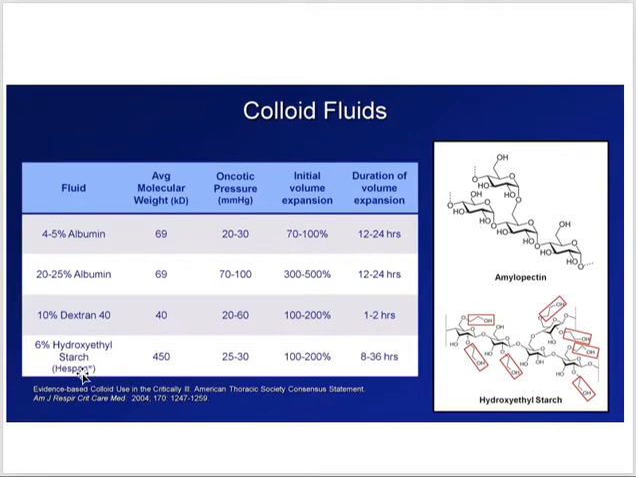This is the trade name, and you can see the average molecular weight, the oncotic pressure they exert, how much volume expansion they can do, and how much time they stay inside that compartment, or how much time they work for. You can see over here, 6% hydroxyethyl starch works for a longer time. 10% dextran works for a shorter time.